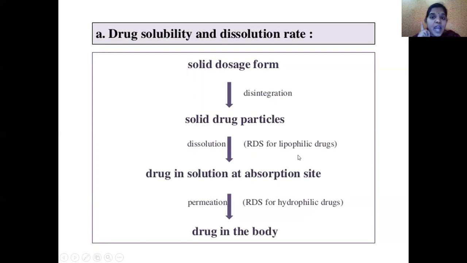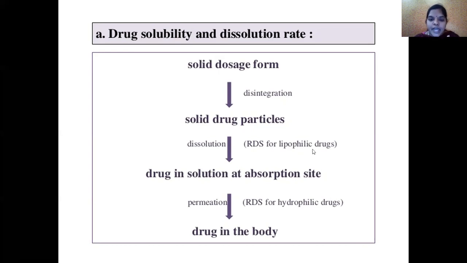Don't get confused. Hydrophobic and lipophilic are the same. Hydrophilic is different: hydrophilic means water loving. That's why they can enter from the site of administration into the body via the permeation mechanism. Just remember it. In the case of poorly water soluble drugs, those are hydrophobic drugs, those are lipophilic drugs.